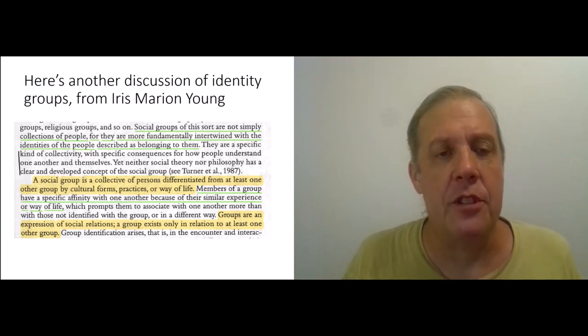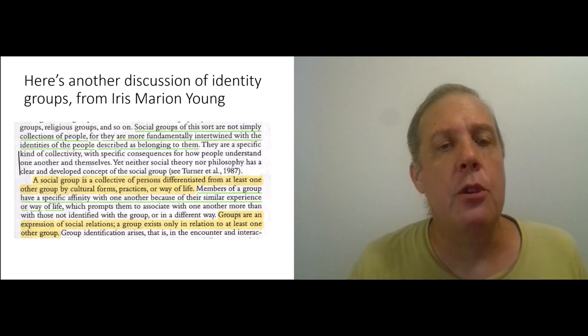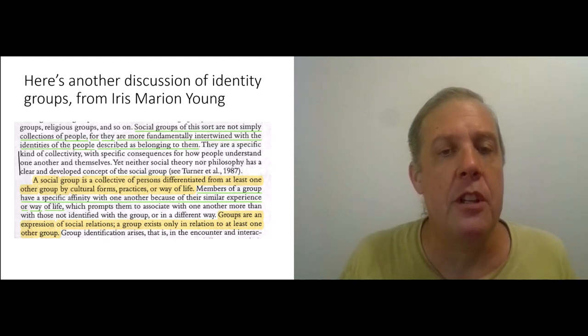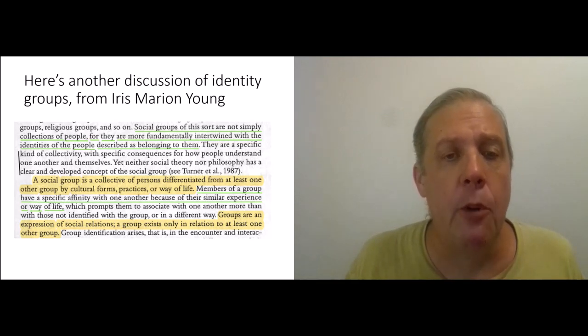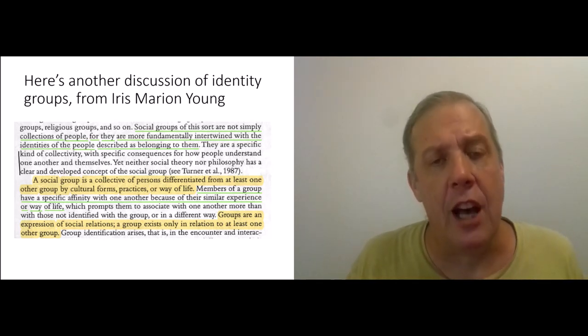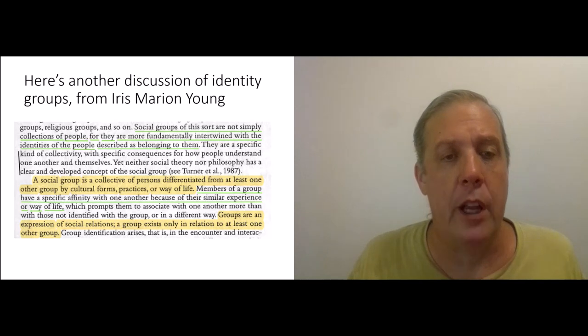That's changed since the time she was writing. A social group is a collection of persons differentiated from at least one other group by cultural forms, practices, or way of life. Members of the group have a specific affinity with one another because of their similar experience and ways of life, which prompts them to associate with one another more than with those not identified with the group, or in a different way.